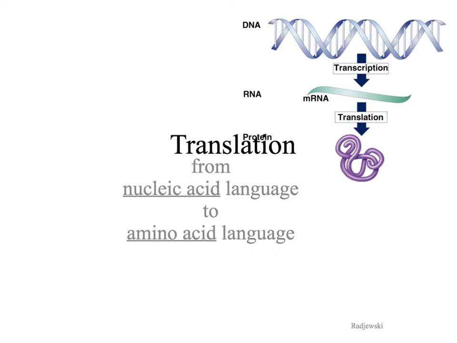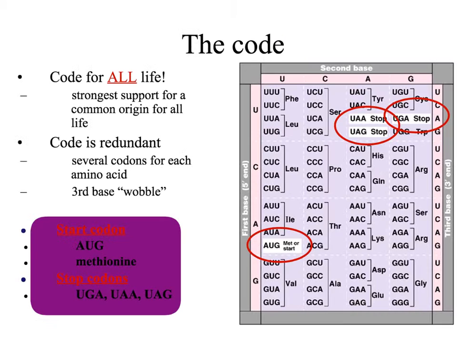All right, so the last part is after we have our mRNA all edited and everything's good, then it goes to translation. We're going to go from a nucleic acid language to the amino acid language. We should have already learned about the code and know how to read the first base, second base, third base on the codons. The start codon is always AUG, and the stop codons are UGA, UAA, and UAG.